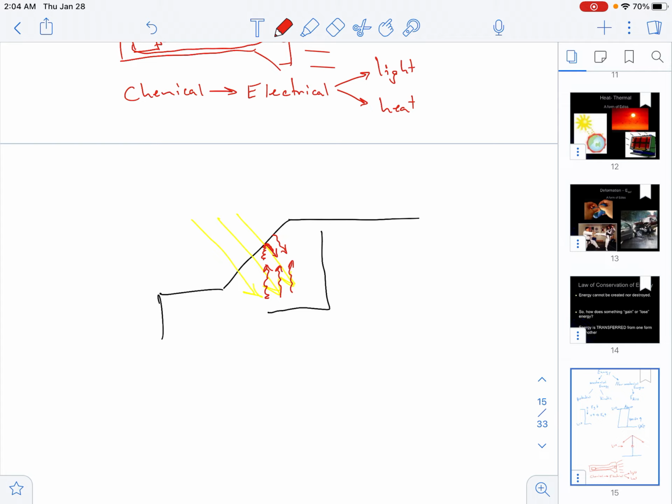Right? So those are the types of energies. That's a little bit about energy transfer.